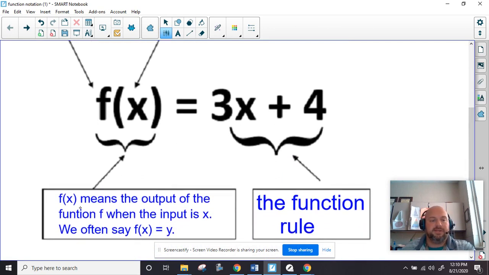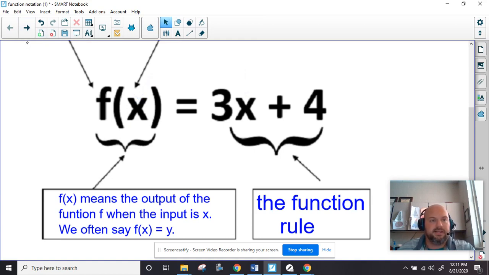Now, what this actually means is f of x means the output of the function f when the input is x. So, f of x also is y. And this is the function rule, that's the rule that it has to follow. So whatever we plug in here goes here, and it obeys these rules, okay? Just some fancy words, nothing really big.